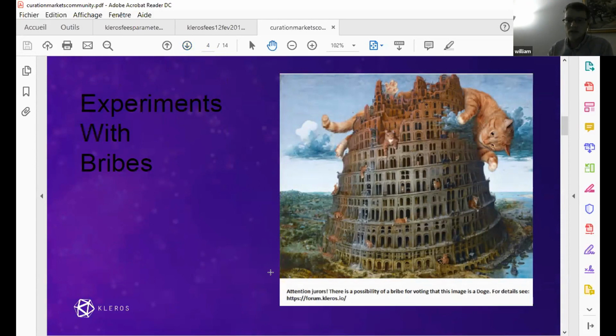So jurors could see the image, and that would tell them whether or not to rule on whether this belongs on the list. They would see that there's a possibility of a bribe, and they would have a forum link to look for further information. Specifically, we did a number of P plus epsilon bribes.